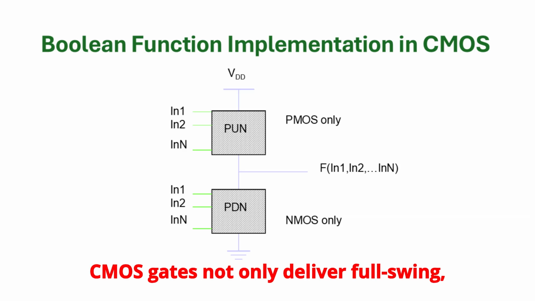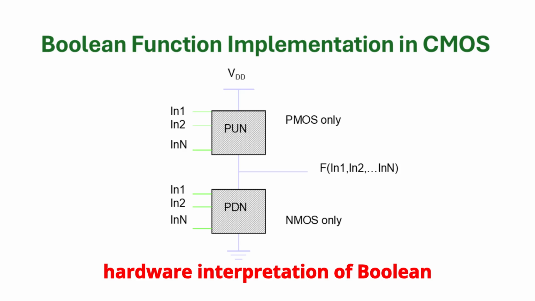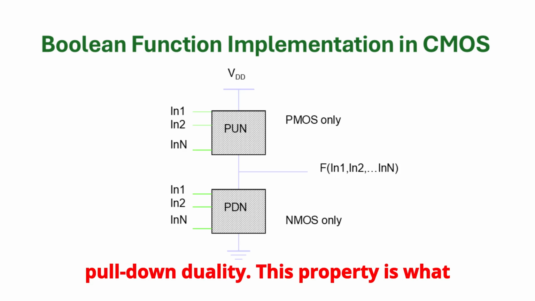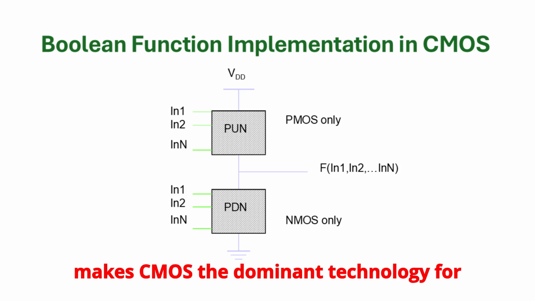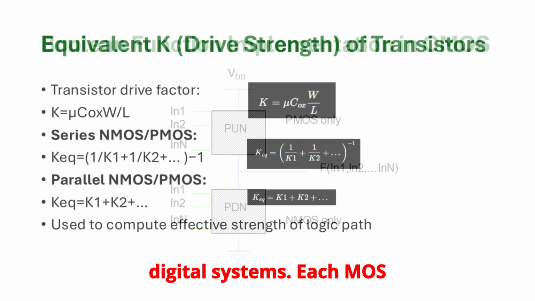Thus, CMOS gates not only deliver full-swing, low-power logic but also offer a direct hardware interpretation of Boolean algebra through their pull-up and pull-down duality. This property is what makes CMOS the dominant technology for building both simple and highly complex digital systems.